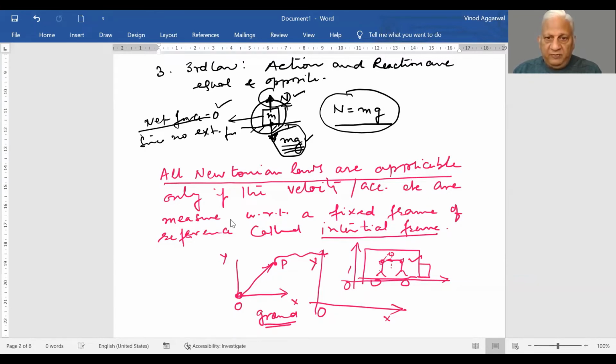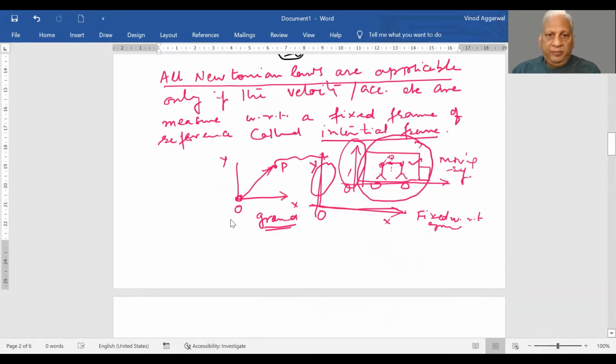So there are two frames of reference. One is this reference frame, another is this one. Now this frame of reference is fixed with respect to ground. This is the moving reference frame. If we apply any Newtonian law in this reference frame, it will not be applicable. They are applicable only if we use this frame of reference. So Newtonian laws are applicable only in case of an inertial frame.